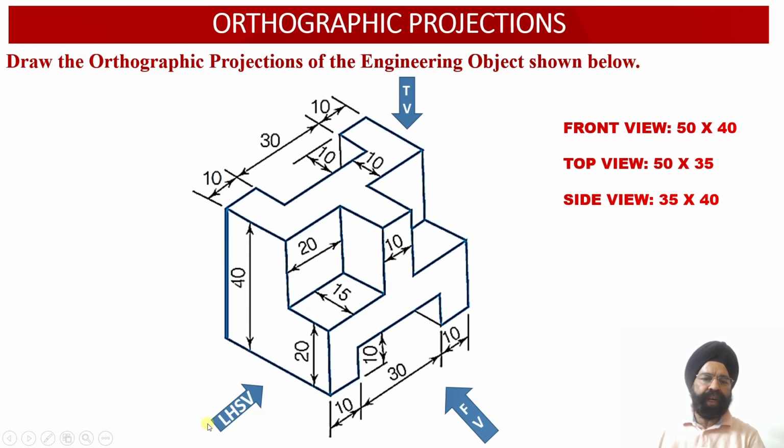When we look at the solid from the left hand side view orientation, we observe that the depth of the solid is equal to 35 millimeter, while the height of the solid is 40 millimeter. So the left side face of the solid will be measuring 35 millimeter depth and 40 millimeter height. Now we will proceed to evaluate the orthographic projections of the solid.